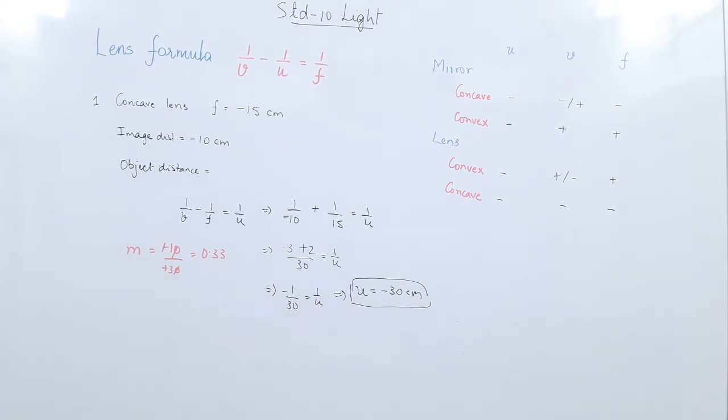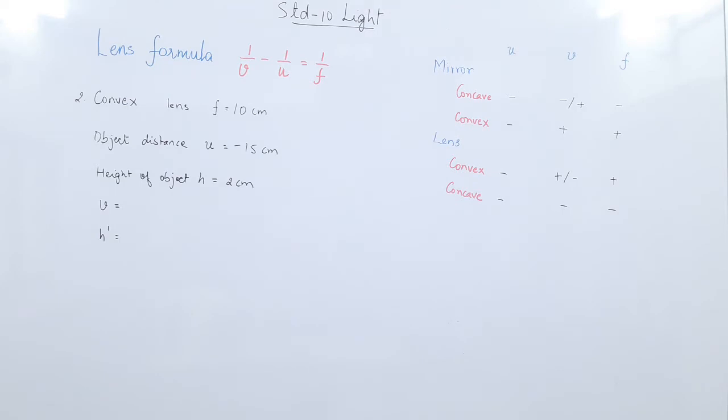So this is the first numerical we have done. Let us work out one more. The next question is: a 2 centimeter tall object is placed perpendicular to the principal axis of a convex lens of focal length 10 centimeter. The distance of the object from the lens is 15 centimeter. Find the nature, position and size of the image. Also find its magnification.